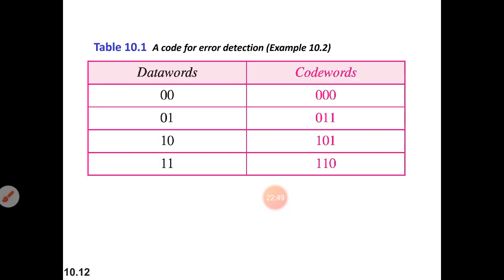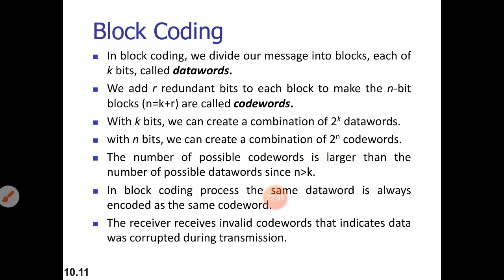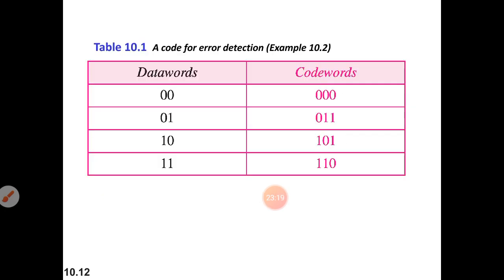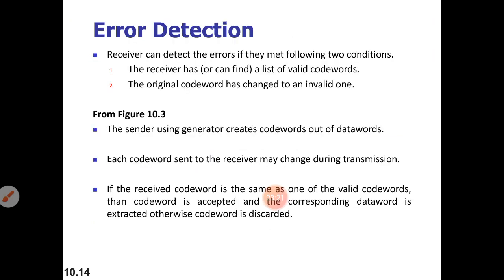So this is about block coding. The message is divided into k bits, which we call data words. We add some redundant bits to the data words, which we call a code word. 2 raised to k data words are possible, and 2 raised to n code words are possible. The possible code words are always more than the possible data words. Whenever the receiver receives an invalid code word, it will discard that code word. So that is the basic definition of block coding.